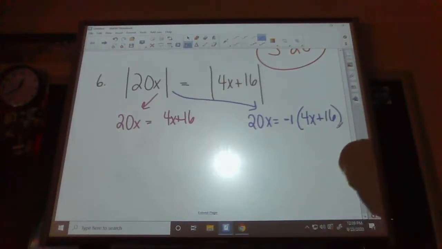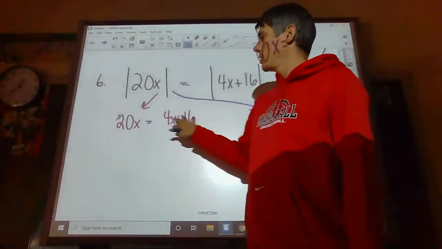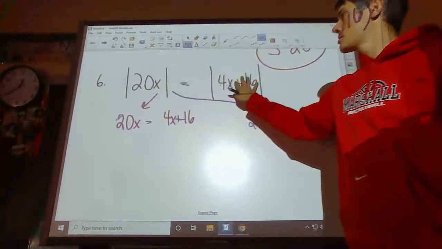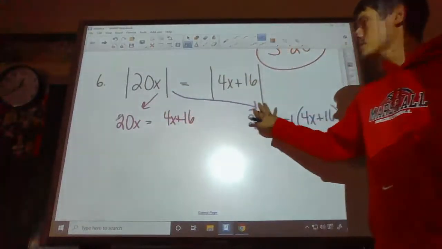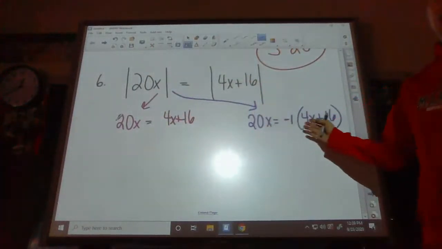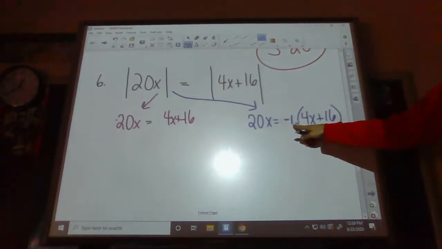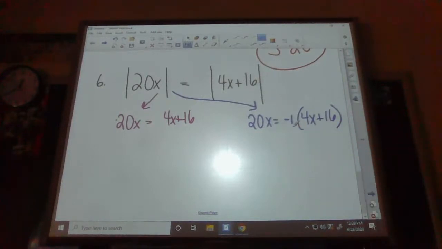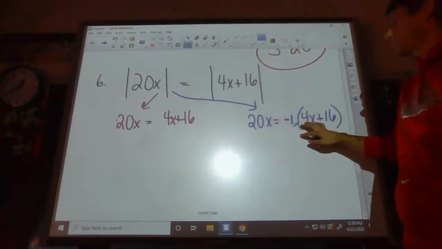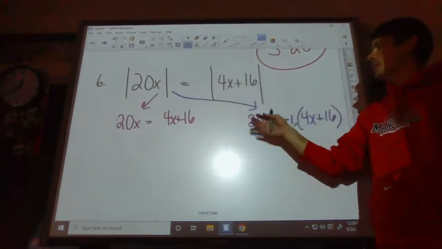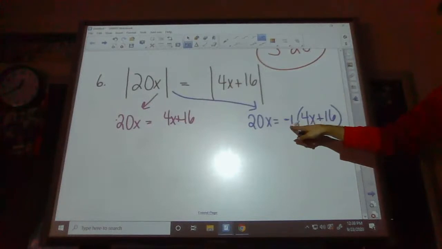So do you see how we did that? We just split it once, keep everything the same, right? 20x equals 4x plus 16. On the other side, it's still 20x, but when you go to the right-hand side, all of a sudden you take this and you multiply everything by -1. That's basically all there is to these. So on the left-hand side, everything looks normal. You just took away the absolute value bars. Everything is the way that it looked before. On the right-hand side, in blue, the 20x is still the same from up there, but then the right-hand side of the equal sign is multiplied by -1.